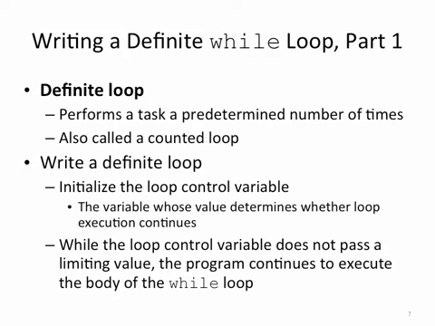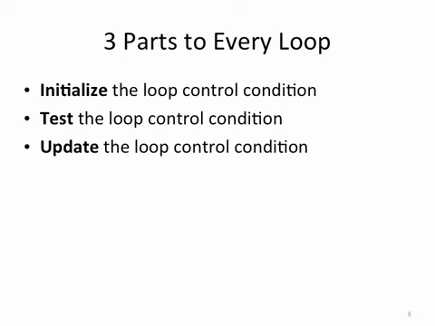To write a definite loop, you need to initialize a loop control variable. That's the variable whose contents determines whether or not the loop continues, and that is the variable that forms the loop control condition. And then while that loop control variable does not pass a limiting value, that's the statement that would cause the loop to end, it continues to execute.